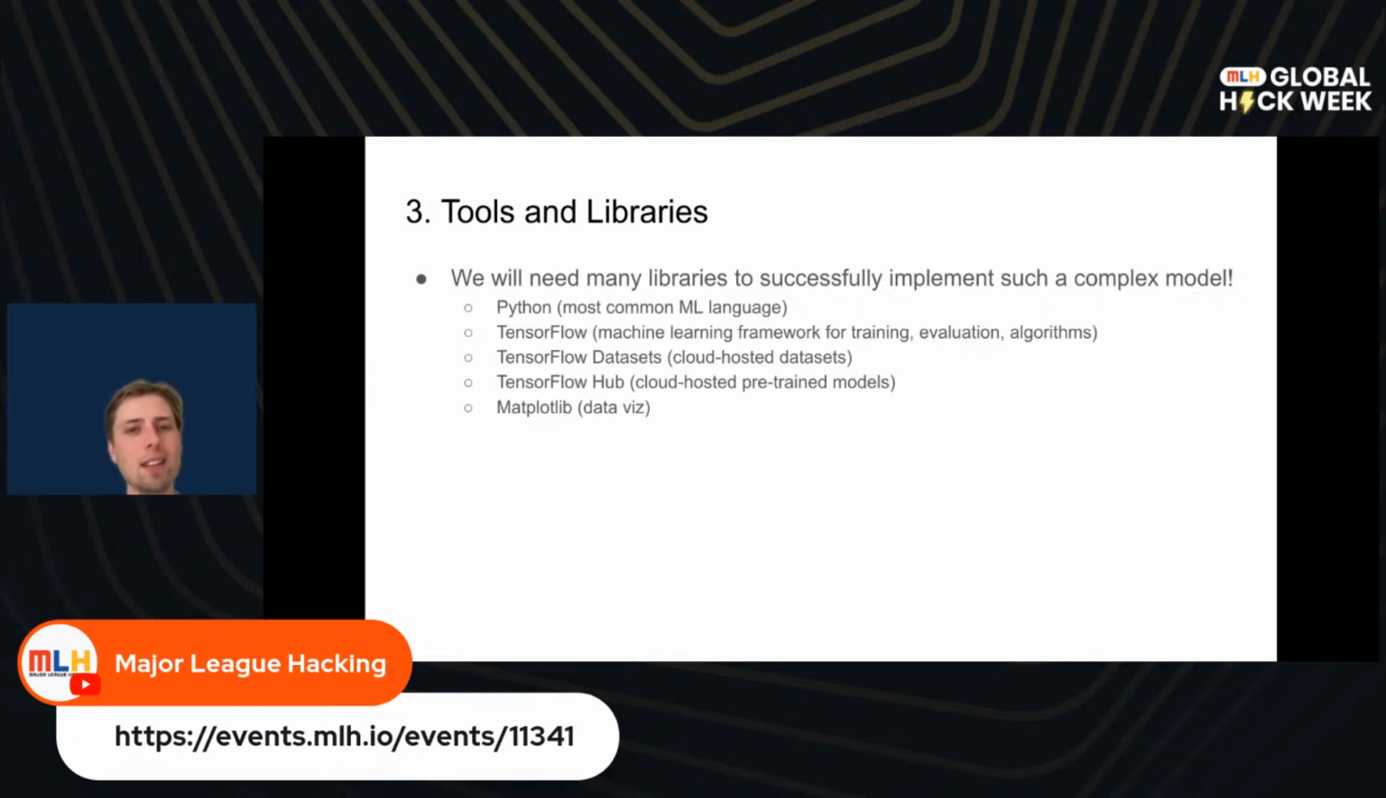And the TensorFlow datasets module is a bunch of cloud-hosted datasets. And today we're going to be using the Flower dataset. And the reason we use those is they're publicly available, and they can be compared with one another pretty easily. TensorFlow Hub is a module that hosts pre-trained machine learning models. So that's a really great place to go for those. And Matplotlib is a data visualization package. So it's a really good way to see if our results are working.